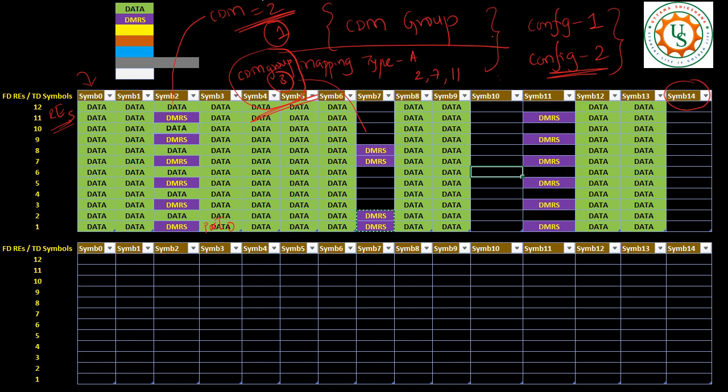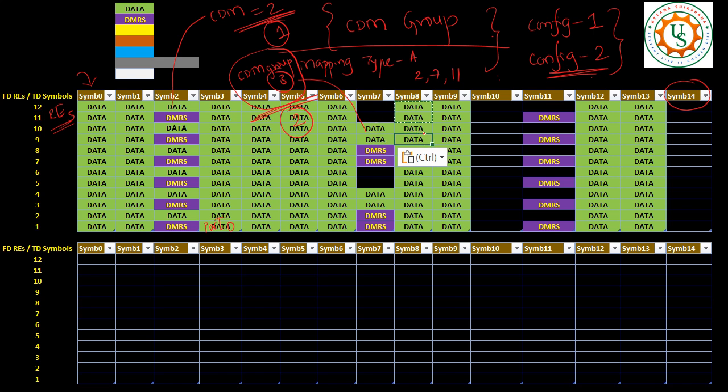Now if you are going to talk about CDM group without data equal to 2, then what happens is that we have to place the data, right? So data will be placed something like this. So still two more REs, total 4 more REs will be vacant, but this is group 2.